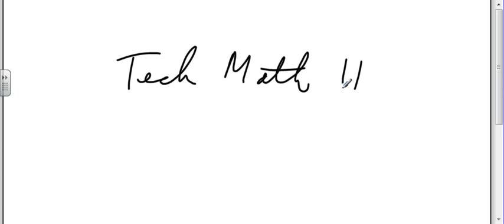This is Tech Math 2, and we're in section 5.5 today, and it has to do with multiplication and division. I have my calculator out, but I really think it won't do me any good.